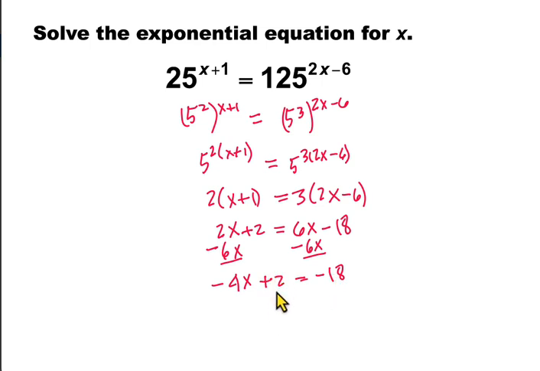Next, we subtract 2 from both sides of the equation to get negative 4x equals negative 20. Finally, to solve for x, we divide both sides by negative 4, and we get x is equal to 5.